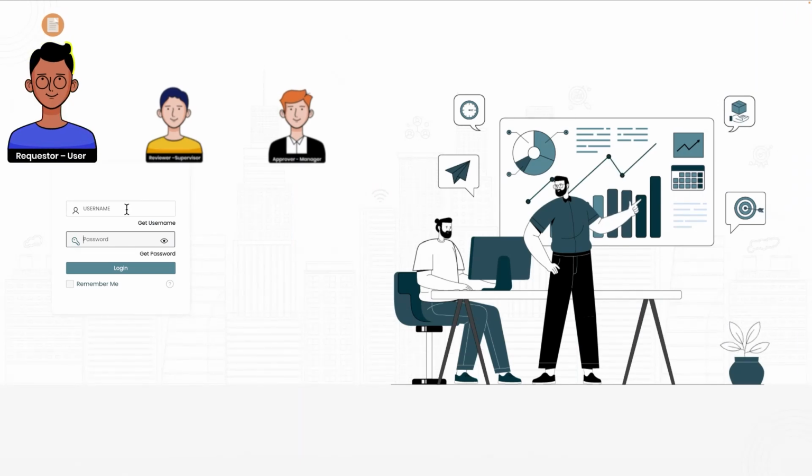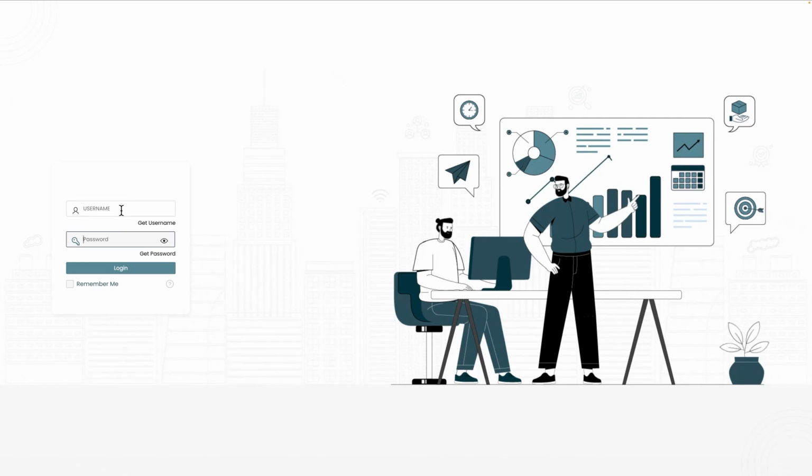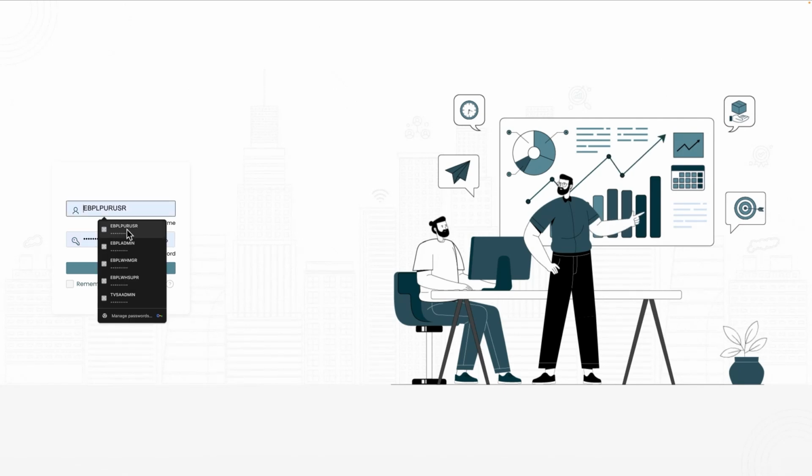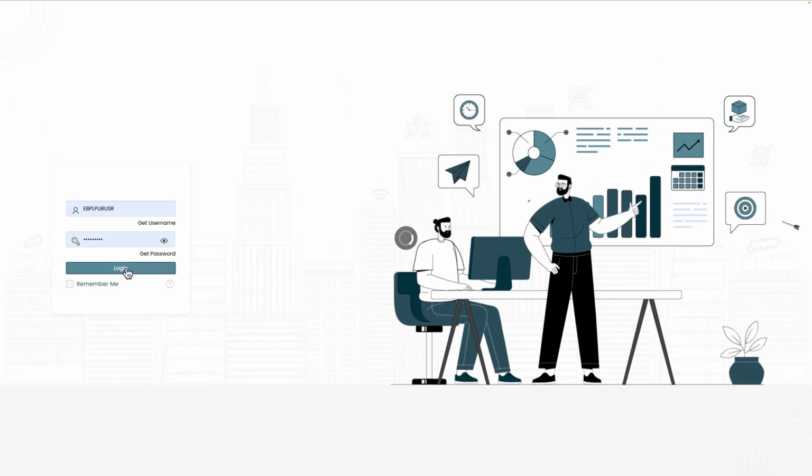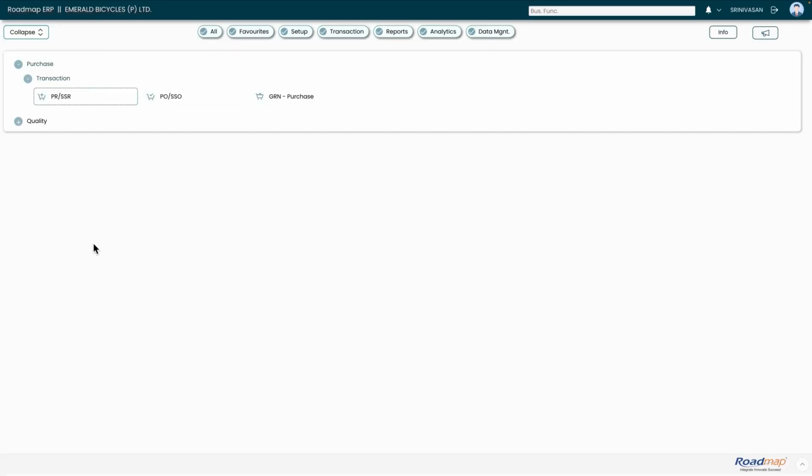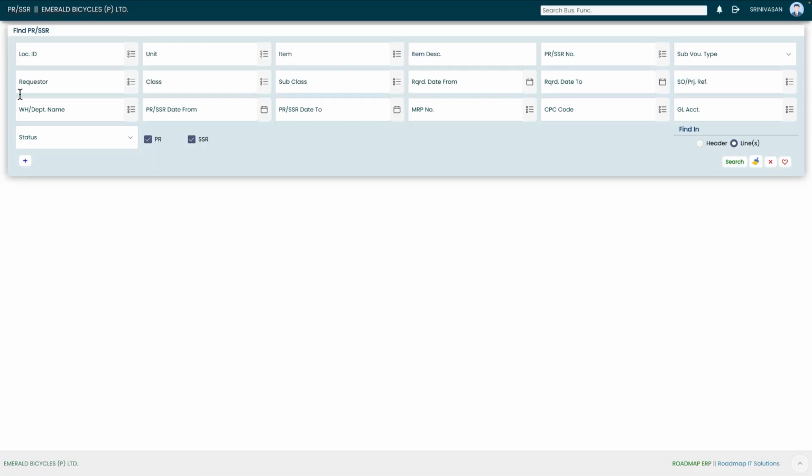Consider you're a purchase user and you're going to raise a request. For that, log in and navigate as a purchase user. After entering the ID and password, click on login. And so I have logged in as Srinivasan, who is a purchase user here. Under purchase and transaction, you have your purchase request and your SSR, that is, supply schedule request. Since we are going to create a purchase request, we will click on this add icon.